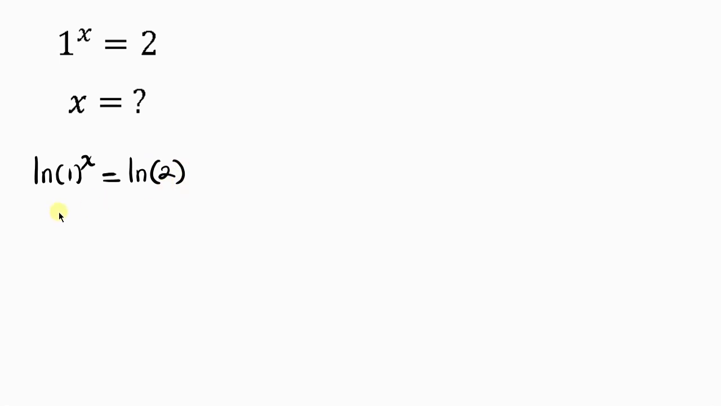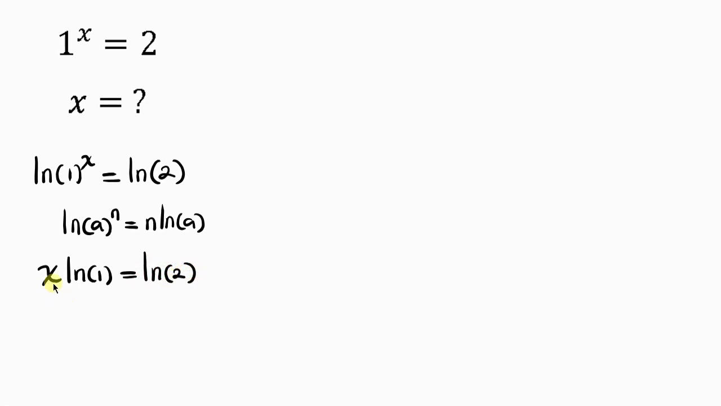Now our next step will be for us to apply the law of logarithm, which also applies to ln, which says when I have, for example, ln of a to the n, this is equal to n ln of a. So let's apply this property to what we have here. That means this expression now becomes x ln of 1, and this is equal to ln 2.